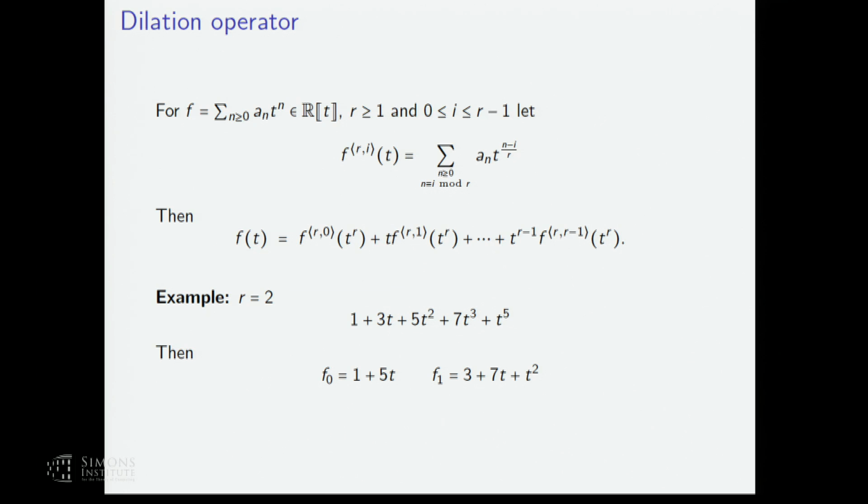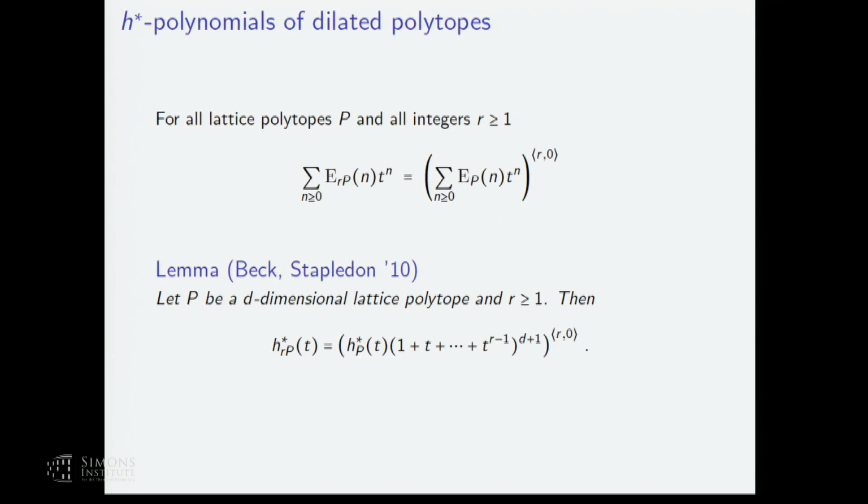Okay. Now as an observation, if we have such a lattice polytope P, what is the generating series of the rth dilate of such a polytope? Well, I can take the generating series of my original polytope and just pick every rth element. Then I will get exactly the generating series of the rth dilate.